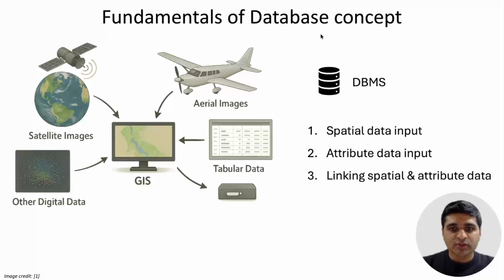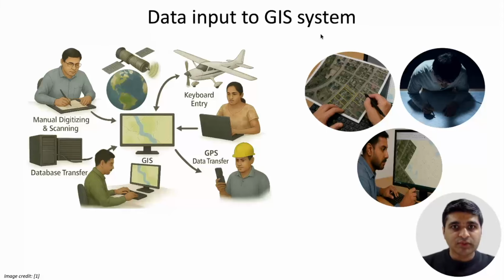In short, GIS uses a database to integrate spatial information with attributes or non-spatial data, and with that link, it becomes a strong tool for displaying, querying, analyzing, and managing data efficiently. As we know, GIS works with two kinds of data: spatial data, which tells us where something is, and non-spatial data, which tells us what it is. The first step in GIS is to input this data in digital form.